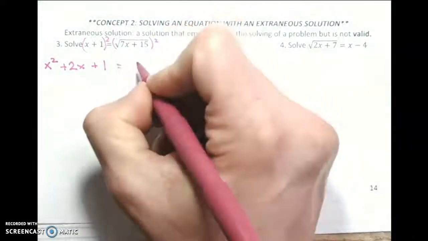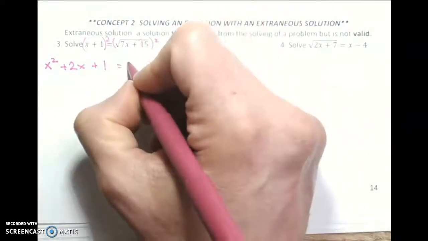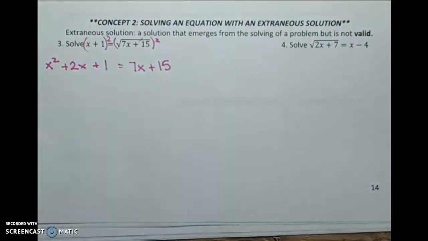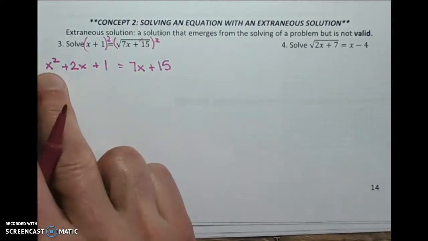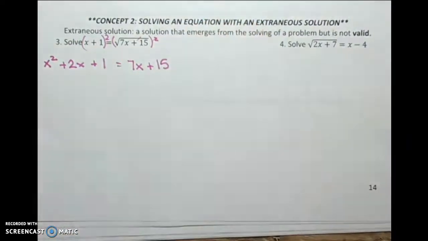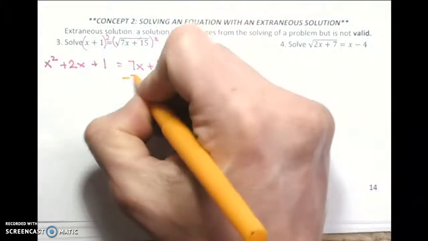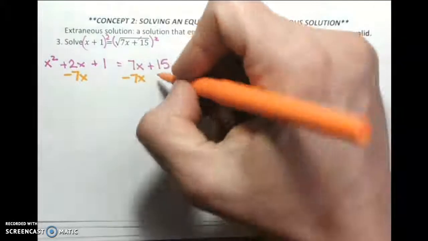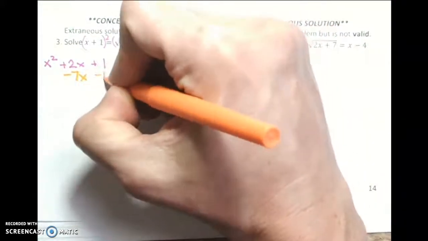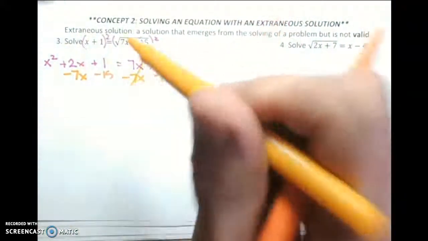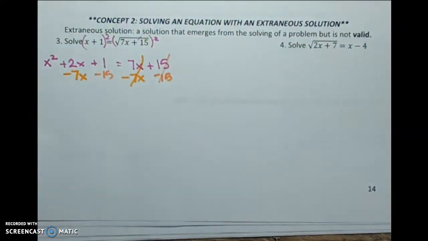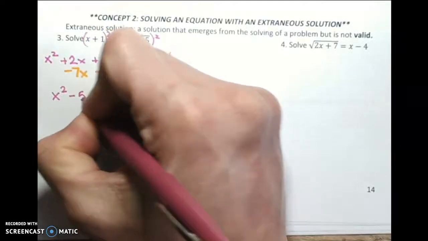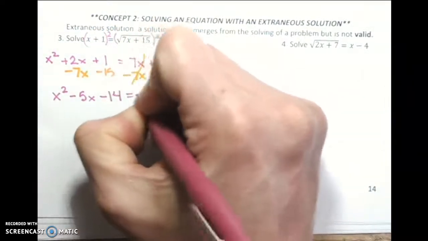On the right-hand side, now that power 2 and that radical sign cancel each other out, leaving you with 7x plus 15. Okay, now I have this long equation. It is a quadratic, because I have that power 2 right there. So what I'm going to do is basically move everything to one side of the equation and solve. So I'm going to subtract 7x. I'm going to subtract 15 from both sides. And now I have 0 on one side of the equation. So I get x squared minus 5x minus 14 equals 0.